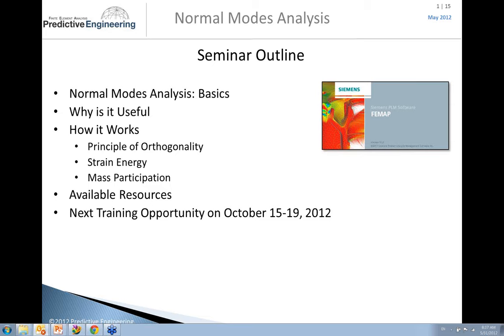Today, it's normal modes analysis, and we'll go through the basics, and a discussion of why it's useful. There's lots of stuff that normal modes is used for. It's probably, after linear stress analysis, the number two most common type of analysis work that's done in the world. And it's all linear. How it works, some little details, principle of orthogonality, strain energy that kicks out, and mass participation.